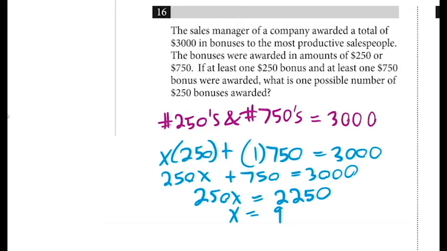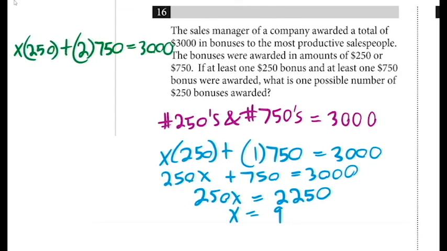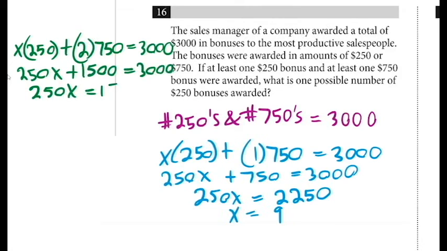But just to show all the possible answers, what if we had 2 of the 750s? And we combine that with x of the 250s, and we have another equation. So 250x plus 1,500 equals 3,000. Take away 1,500 from both sides. 250x equals 1,500. And 1,500 divided by 250 is 6. So in this situation, the number of $250 bonuses is 6.